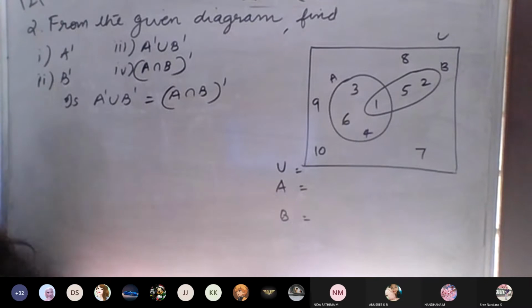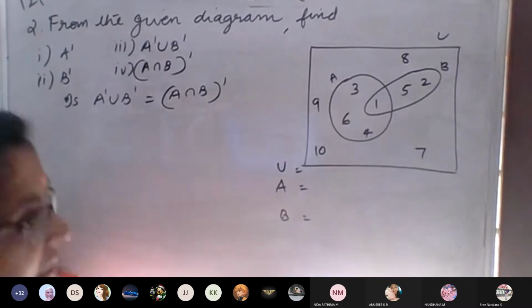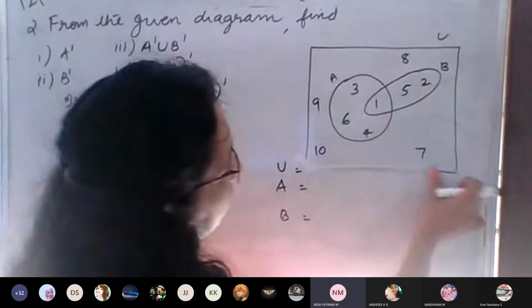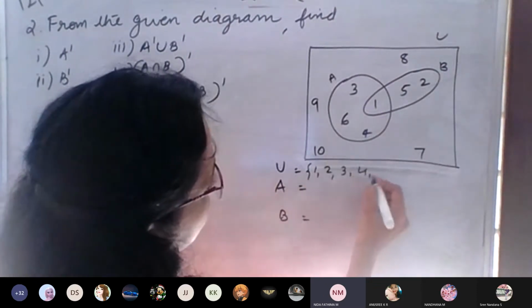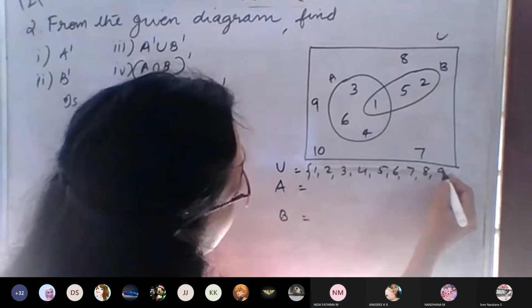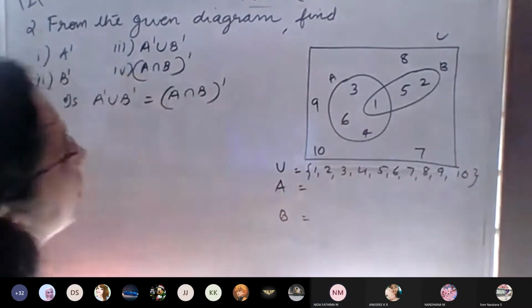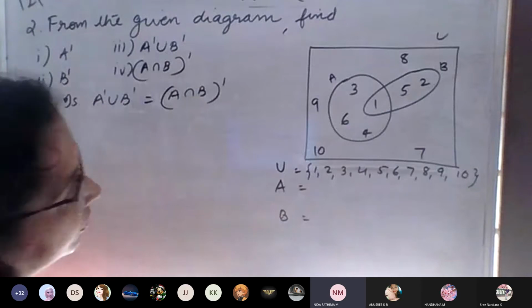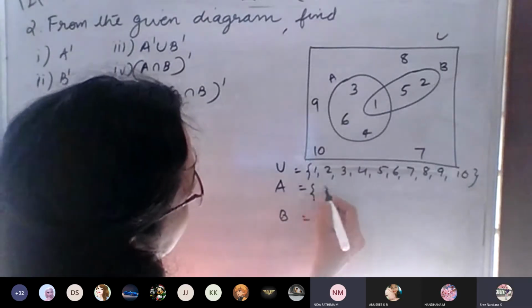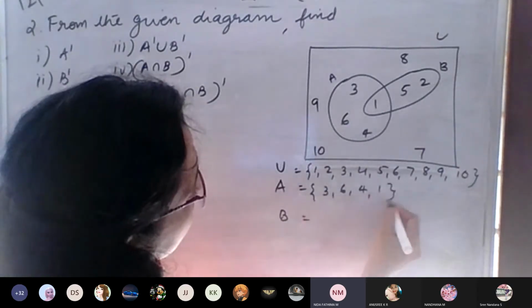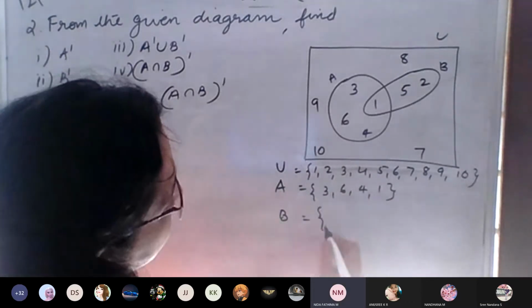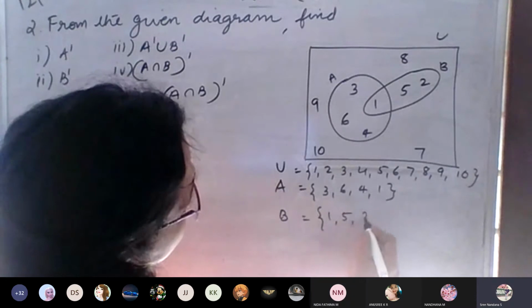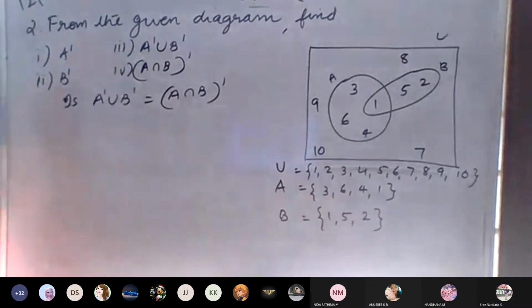First, we can discuss set A, universal set, and B. What about the universal set? Tell me. 1, 2, 3, 4, 5, 6, 7, 8, 9, 10. What about A? A is equal to 3, 6, 4, 1. Then B? 1, 5, 2. Okay, then A complement.